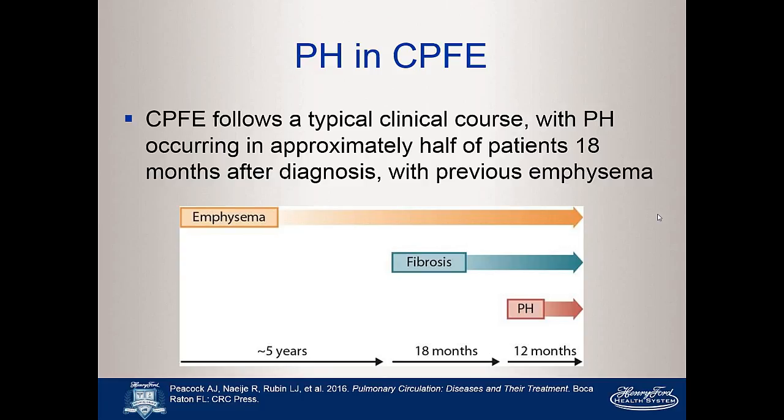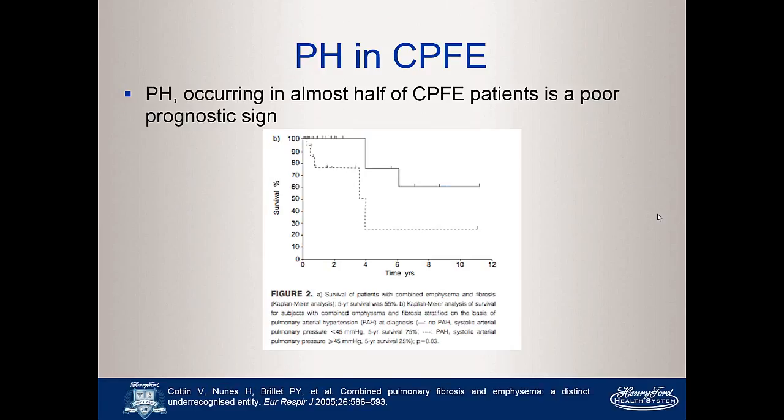They give you the 12 months there because we have well-studied patients with mortality data at 1 year. It's a poor prognostic sign. You can see the patients who have PH in the dotted lines there, as opposed to the patients that don't. And even at about 1 year, it drops off.